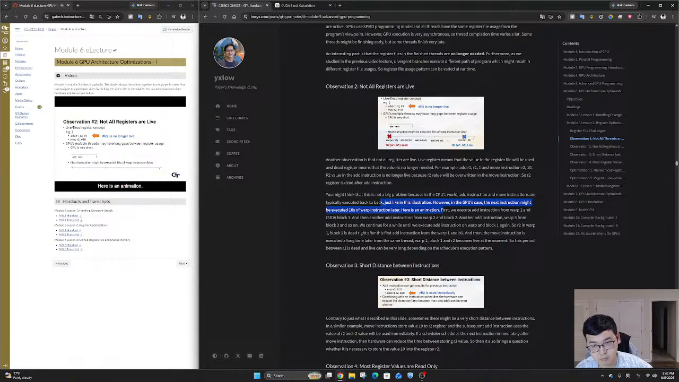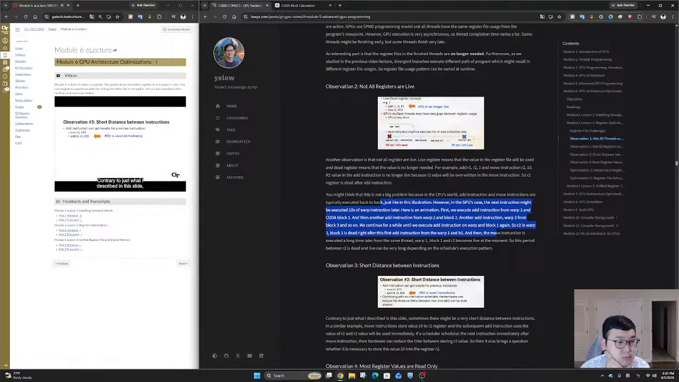Here is an animation. First, we execute the add instruction from warp 1 and CUDA block 1, and then another add instruction from warp 2 and block 2, another add instruction from warp 3 and block 3, and so on. We continue for a while until we execute the add instruction from warp 1 and block 1 again. So R2 in warp 1 block 1 is dead right after this first add instruction. And then the move instruction is executed a long time later from the same thread, warp 1 block 1, and R2 becomes alive at that moment. So this period between R2 being dead and alive can be very long depending on the scheduler's execution pattern.